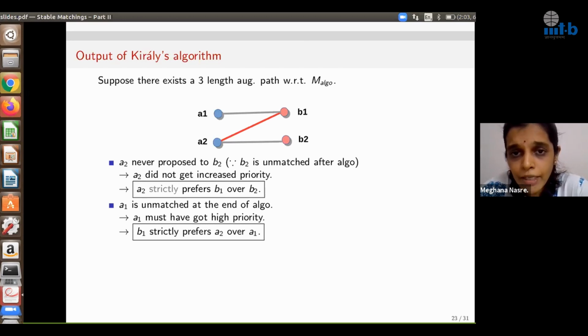it must have proposed to everybody in the preference list. So what happened when A1 proposed to B1 with increased priority? If it were in a tie with A2, then A2 does not have high priority. Therefore, B1 would have accepted the proposal from A1, and A1 would have been a red edge. But this did not happen, which means that B1 strictly prefers A2 over A1. So this is important, that we have established that A2 did not get increased priority.